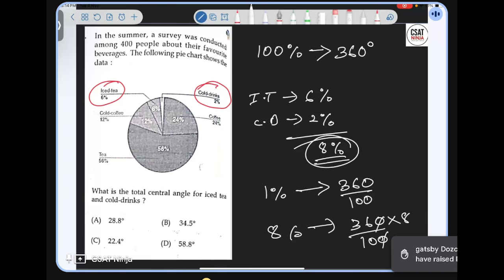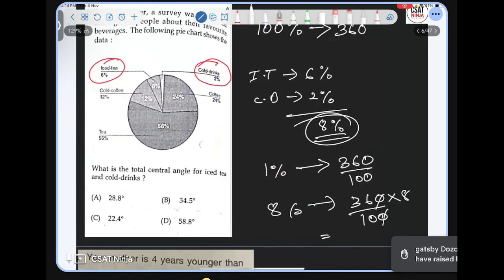So 0, 0 cancel. If you simplify this, how much should I get? 8 sixes are 48, 4 in hand. 8 threes are 24, plus 4, 28. Divided by 10. But if you have 10 in the denominator, what do we do? We just put one decimal place, right? So it will be 28.8. So the answer is 28.8, which is option A.